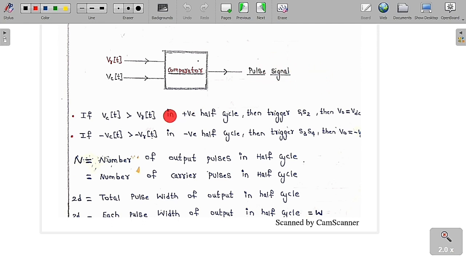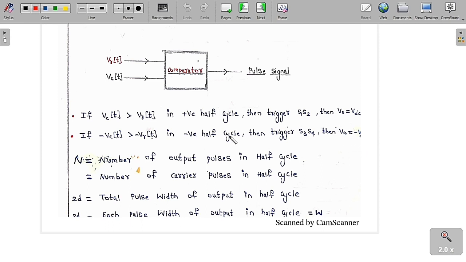If Vc(t) is greater than Vr(t), that is, if the carrier signal is greater than the reference signal in the positive half cycle, then trigger S1, S2, then V0 is equal to VDC. So in the positive half cycle, trigger the S1 and S2 switches. By using the circuit diagram of the single phase full bridge inverter, the output voltage is equal to plus VDC. If minus Vc(t) is greater than minus Vr(t) in the negative half cycle, then trigger S3, S4, then V0 is equal to minus VDC.